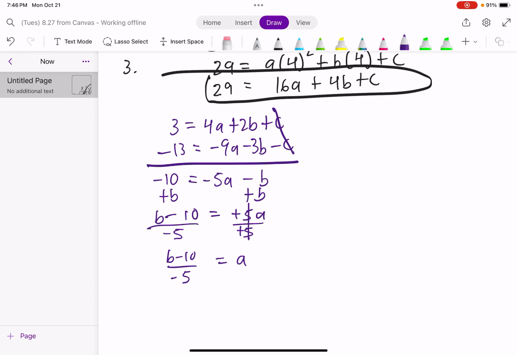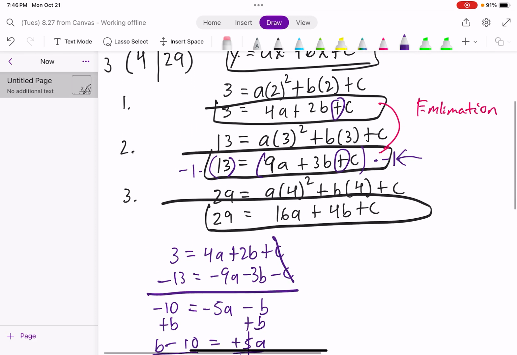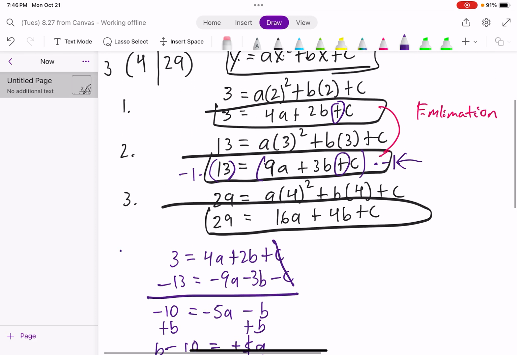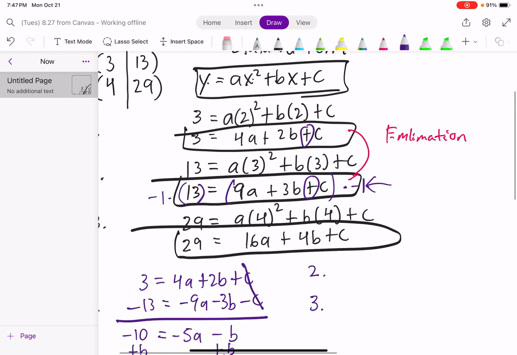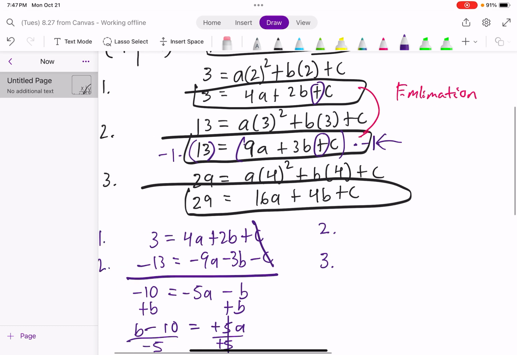So we used equations 1 and 2. This was equation 1 and equation 2. But now we're going to use equations 2 and 3 to make another system of equations. So to do another process of elimination, we're going to do elimination again, right?